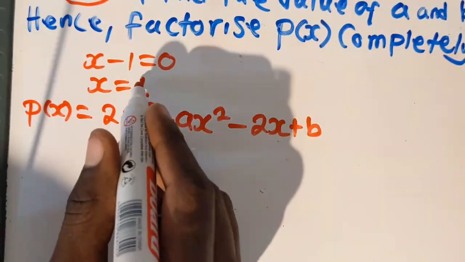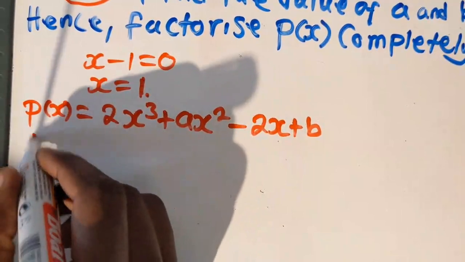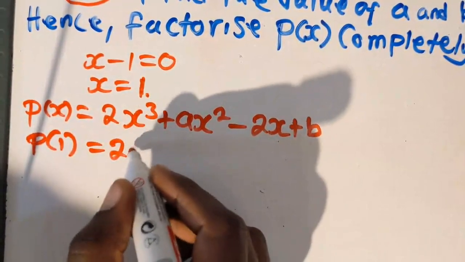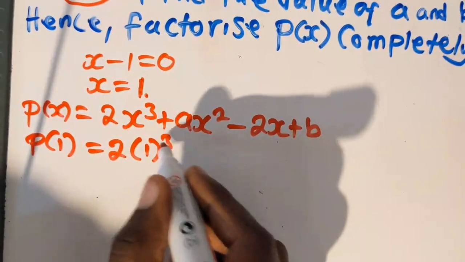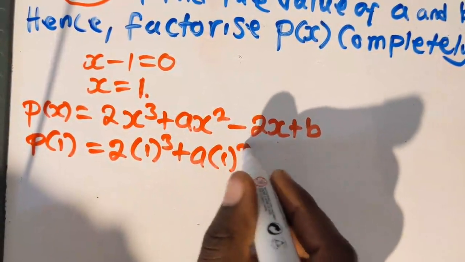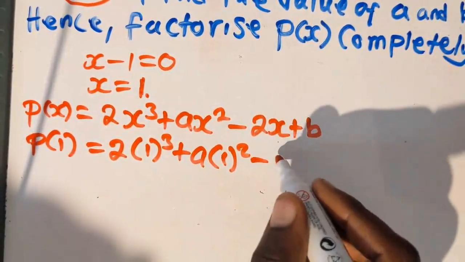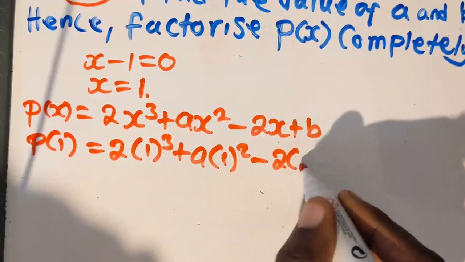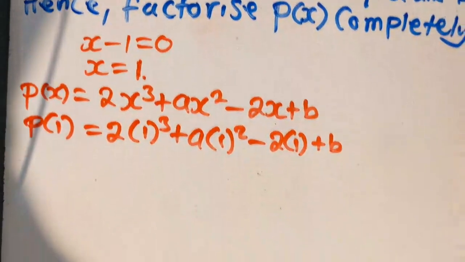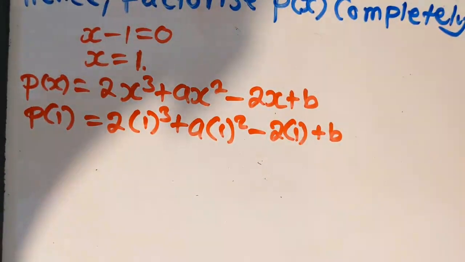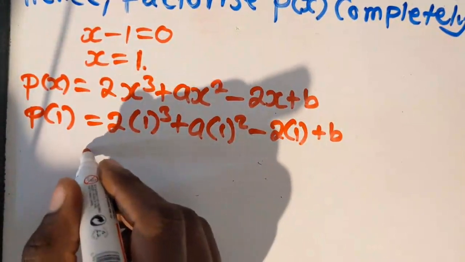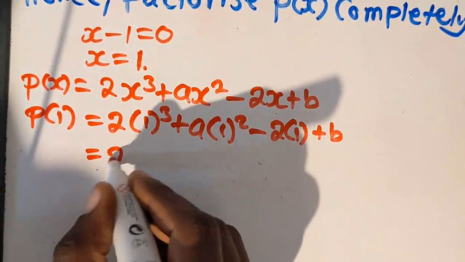So we get the 1 and we put it here. P of 1. It means that we need to put 1 in here to the power 3, plus a times 1 to the power 2, minus 2 times 1, plus b. We are trying to find the values of a and b. So we say that is equal to 2.